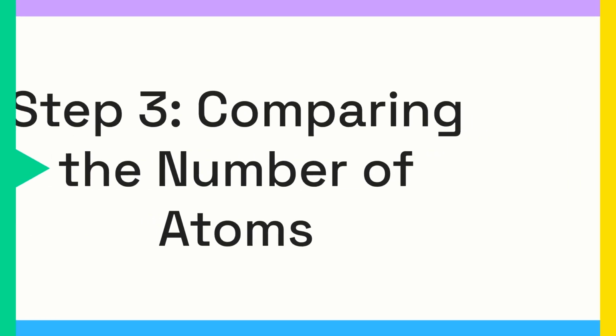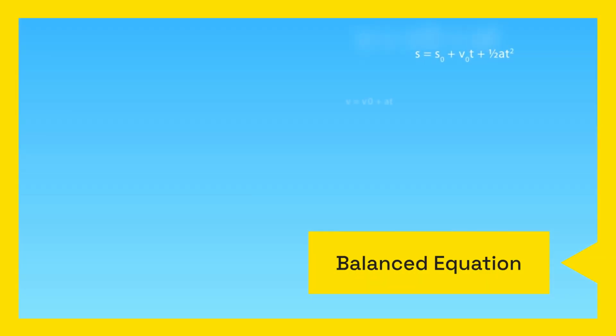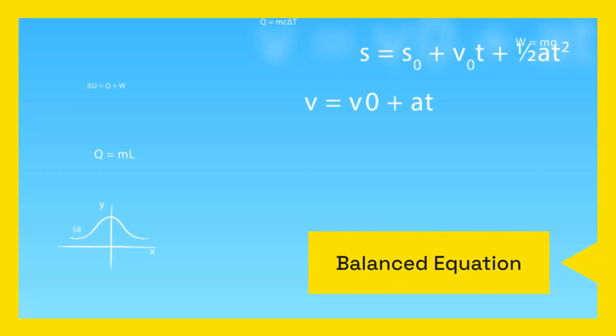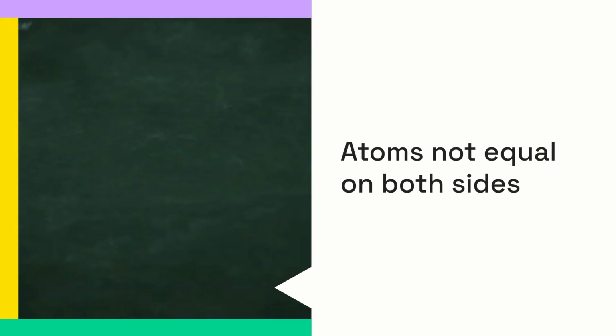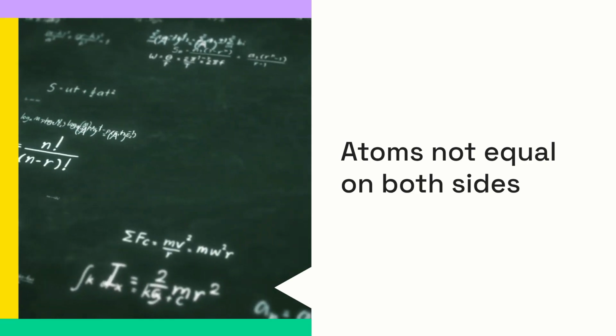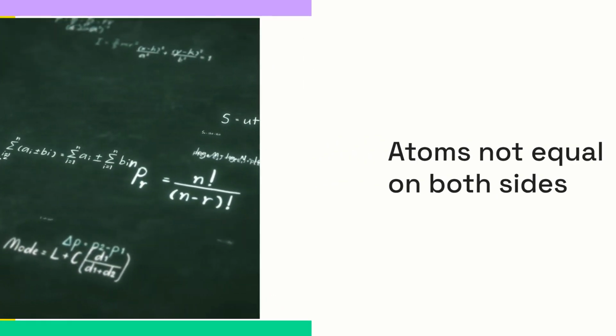Once we have counted the number of atoms of each element on both sides of the equation, we need to compare them. If the number of atoms of each element is the same on both sides of the equation, then the equation is balanced. However, if the number of atoms of each element is not the same on both sides of the equation, then the equation is not balanced.